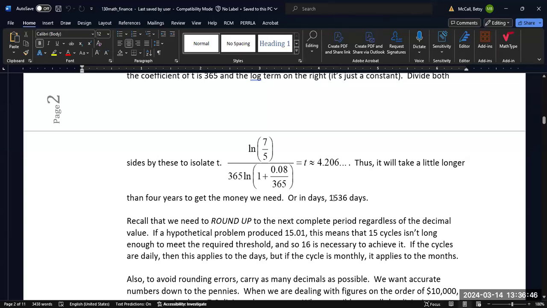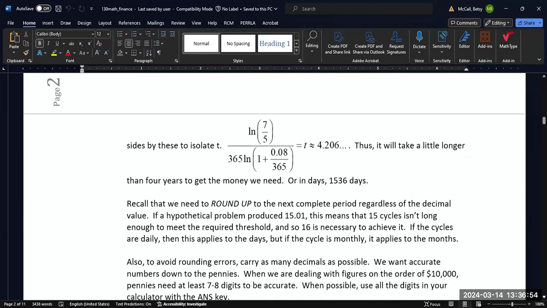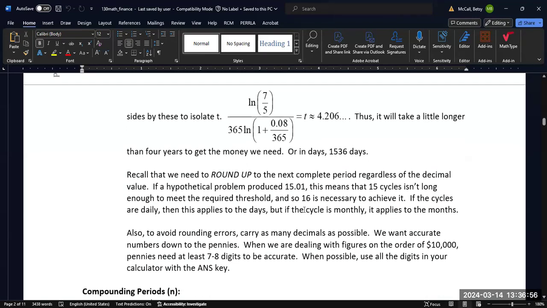Now, when you get to this number of days, you have to round up because essentially if you round down, you won't have quite the money. So in a hypothetical problem, if this answer produced 15.01 cycles, then that would mean that 15 cycles isn't quite long enough to get that desired amount. And so you would have to go over to the next number of cycles in order to make sure that you met that threshold goal.